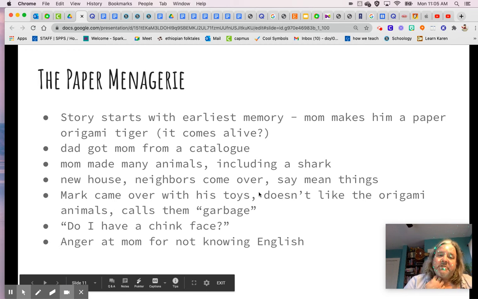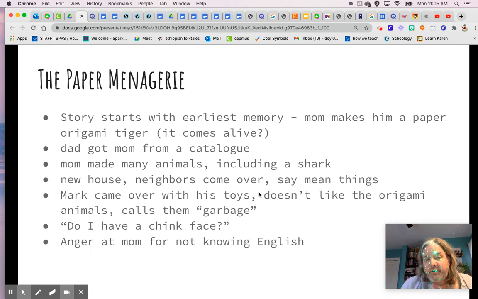So just to remind you, the story starts with the narrator's earliest memory. He remembers when he was a little boy and he was crying. He said, "My earliest memory is of me sobbing." And then his mom makes him a paper origami tiger. It makes him feel better, and it seems like it comes alive. It starts purring and jumping around.